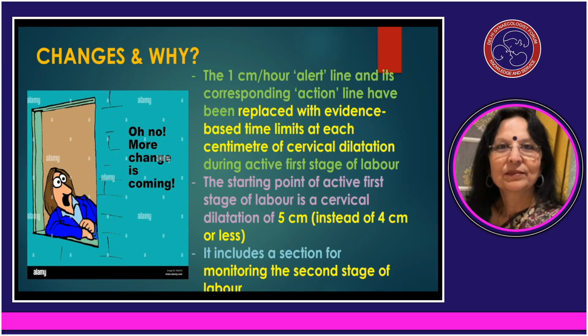The second thing is the dilatation we have already discussed is to be 5 centimeters and not 4 centimeters when you start plotting this graph. And this particular partogram also has a monitoring of the second stage of labor, which was not there in the initial partogram. Next.